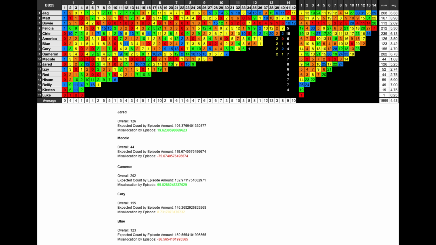Anyways, Cameron has 202 diary rooms, and his expected count by episode amount is 132.97, causing him to have a 69.02 over misallocation, meaning that he essentially got a third amount of diary rooms more than he should have, technically. Corey has 155 diary rooms, and his expected count by episode amount is 146.26, causing for a misallocation amount of 8.73. So he's still in that perfect median, though barely.